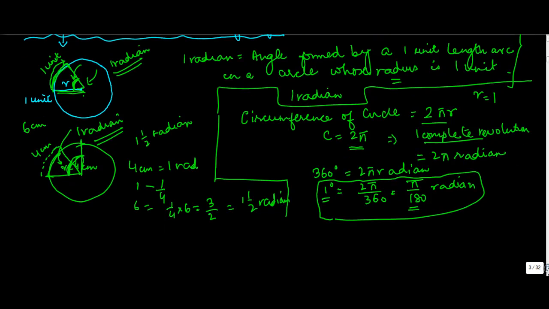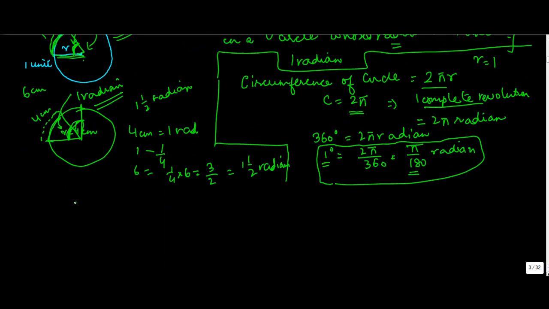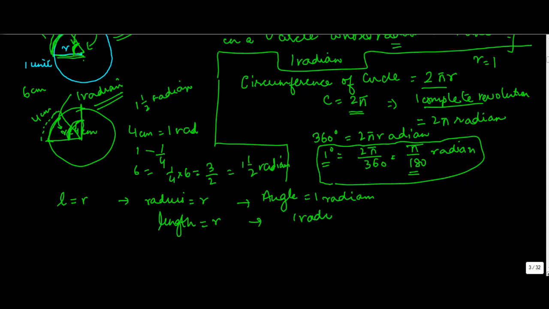Also, let's look at one other aspect. Let's see one other derivation formula. We saw that where the length of the arc is r, in a circle whose radius is equal to r, the angle is equal to 1 radian. Right? Now, we all know that equal arcs form equal angles at the circle, right? So where the length is equal to r, the angle is 1 radian.